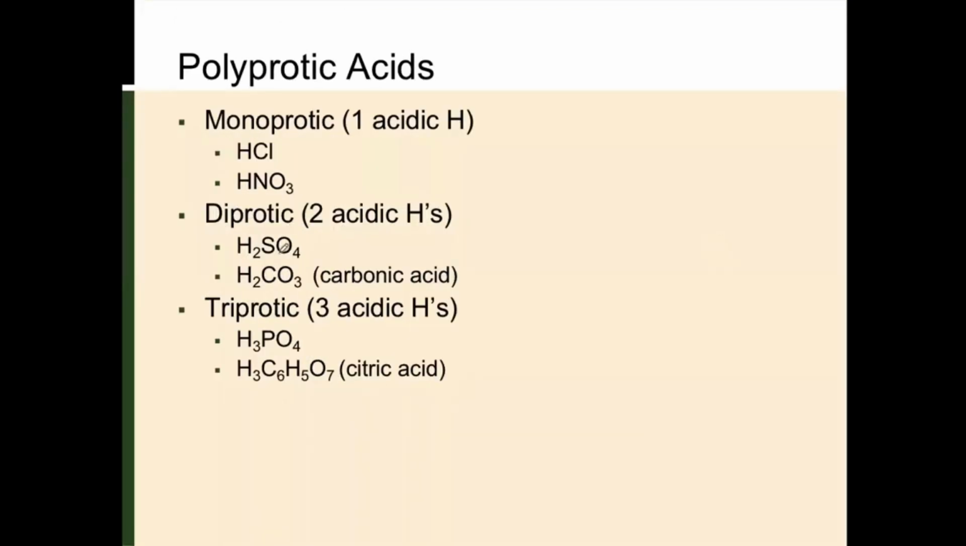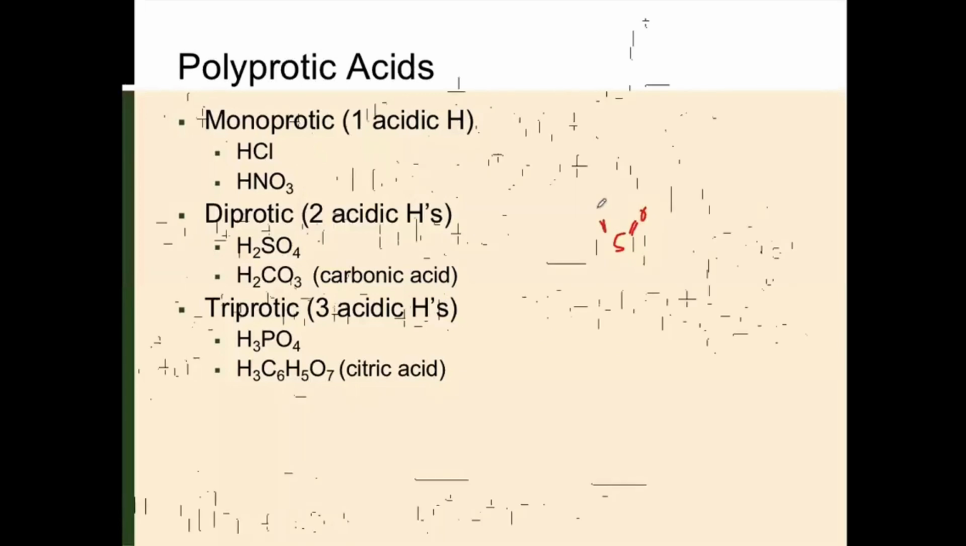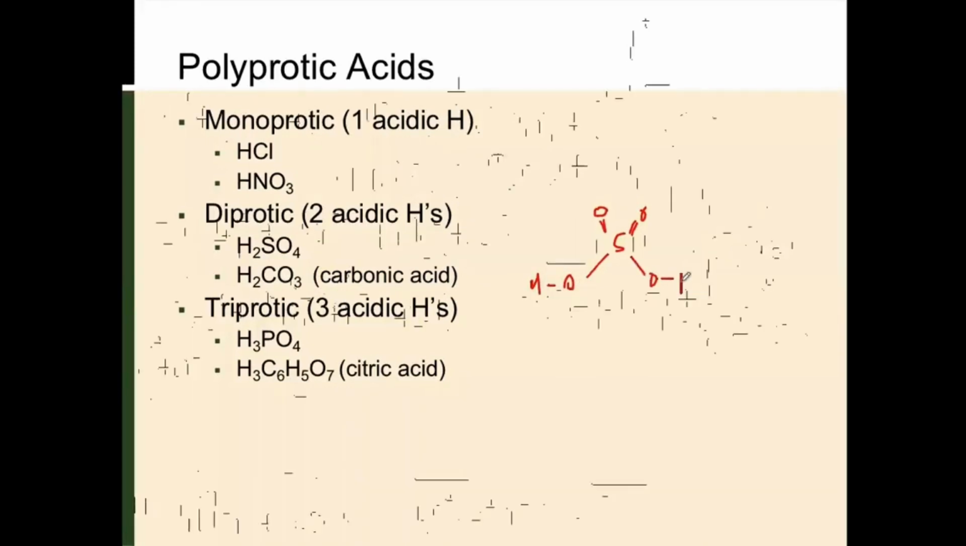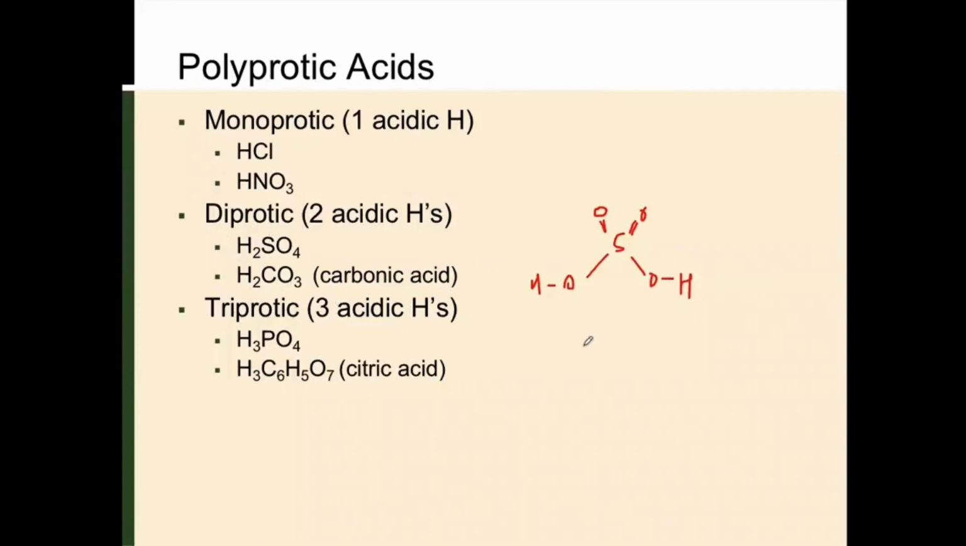Diprotic acids are things like sulfuric acid and carbonic acid. Triprotic acids are things like phosphoric acid and citric acid. For example, sulfuric acid is something like this. And then phosphoric acid and citric acid are triprotic acids because they have these 3 protons here, which can be given up to solution. They can be dissociated. They can be ionized there.